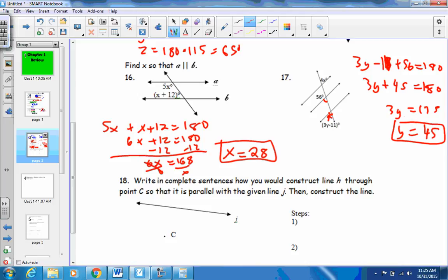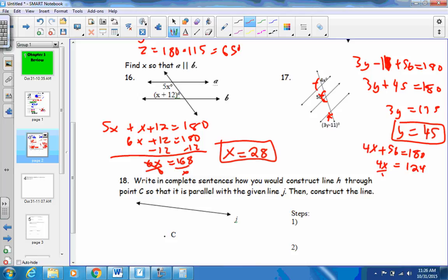You can do the same thing with the other two. We can ultimately say that 56 would have to be congruent to this angle right here, which is supplementary to 4x. So then 56 and 4x would be supplementary, meaning they'll add up to 180. So 4x plus 56 equals 180. When you subtract 56 from both sides, you have 4x equals 124.